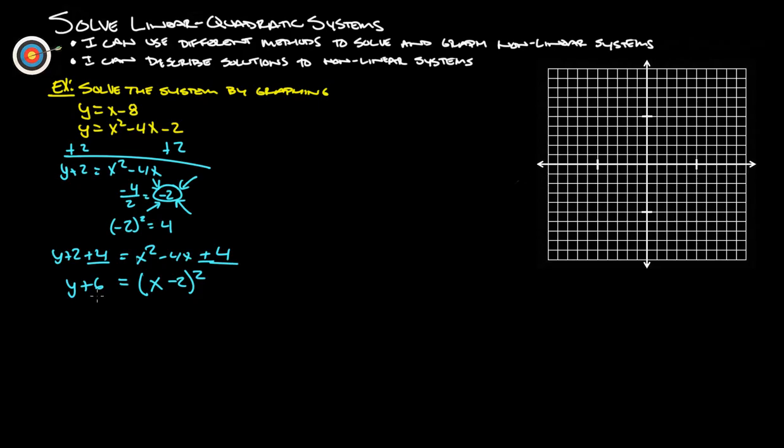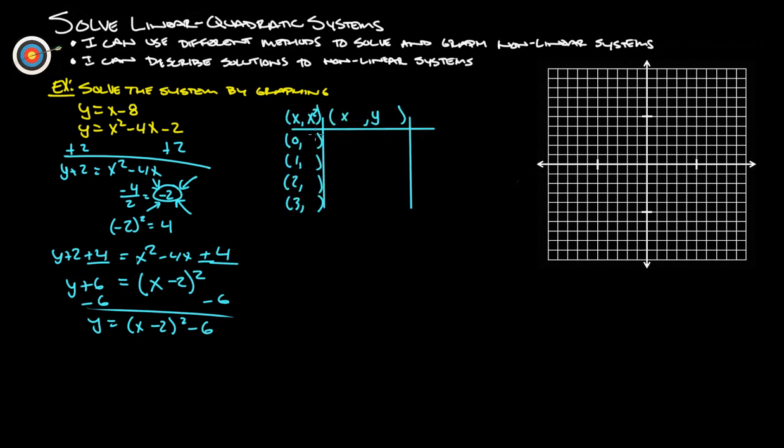And then our last step to put it back in vertex form is to now move this 6 back to the other side. And so we get y equals x minus 2 squared minus 6. So there's our vertex form. Okay, so we're going to use this little table over here. We're just going to do 0 through 3 because since it's a parabola, we know it's going to be a mirror image. It's going to reflect right through the vertex. We'll show you that here in a second.